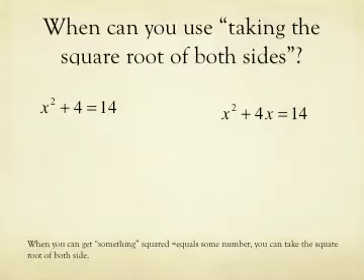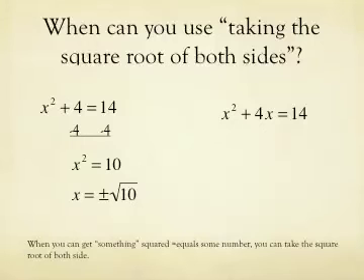In this case, I can first subtract 4 from both sides, and I get x squared equals 10. In this case, I have something squared equals a plain old number. X squared equals 10. I can take the square root of both sides to find out that x has to be plus or minus the square root of 10. Either the positive square root of 10 or the negative square root of 10 will work when you put it in the equation above. Now let's try and repeat this process with the equation on the right.